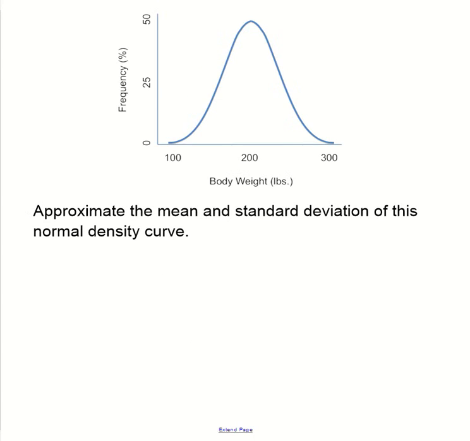And so here we have another one. We have body weight in pounds and the frequency in percentages. And we need to approximate the mean and standard deviation of this normal density curve. So we look for the middle. The mean looks to be about here, about 200. So x bar equals 200.